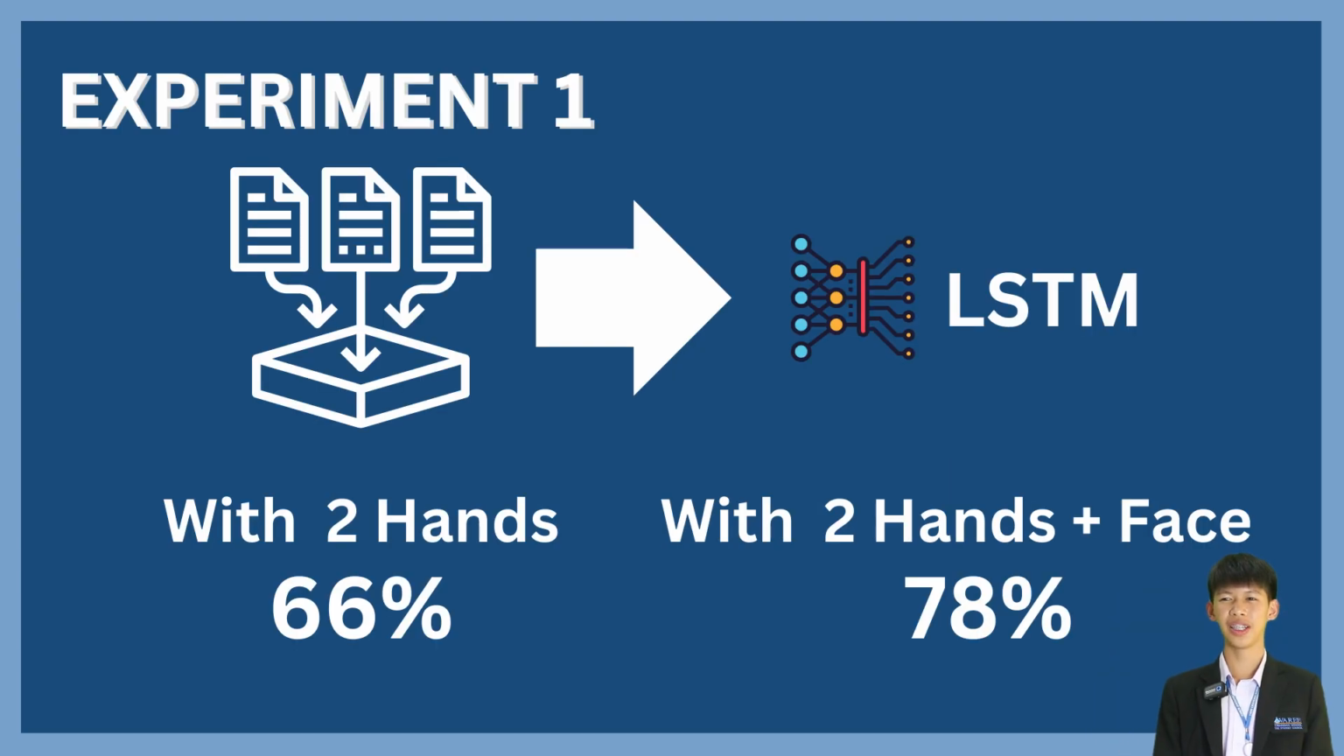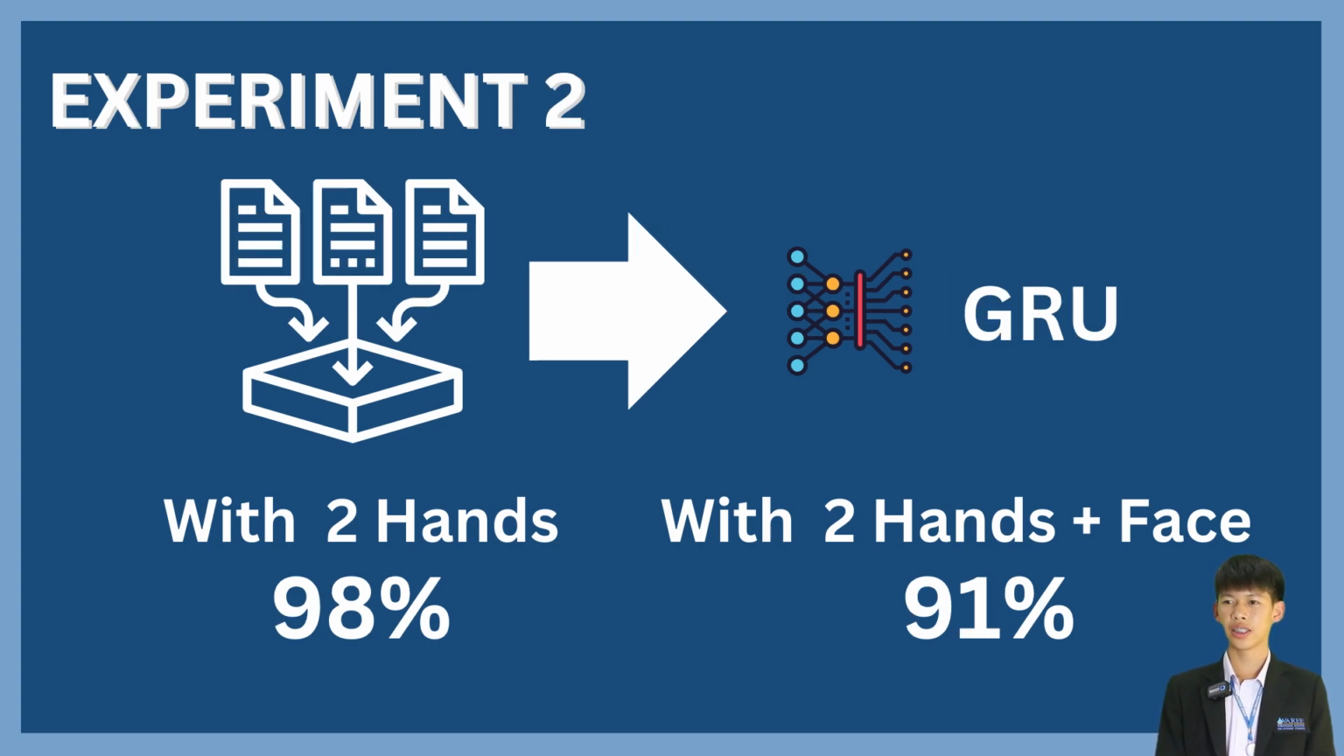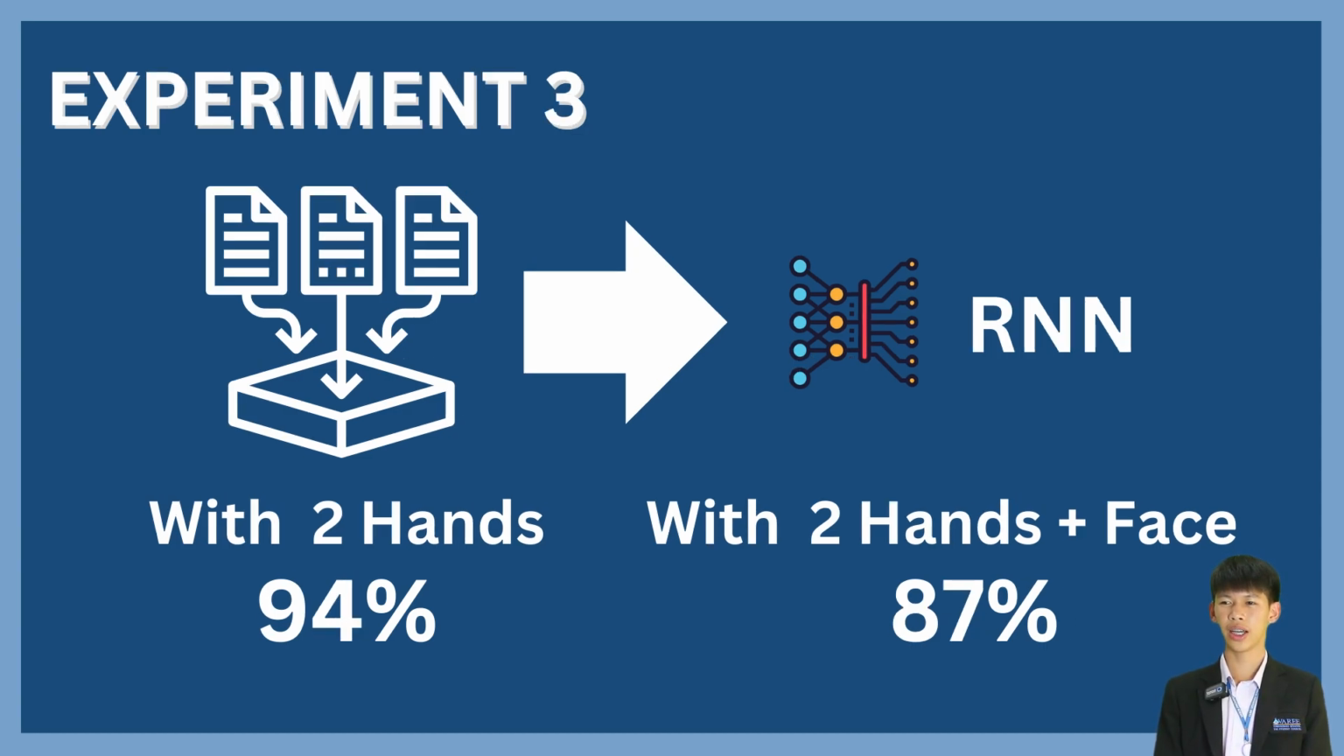Firstly, with the LSTM technique, the accuracy was 78% when generalizing only on hand gesture. Second experiment, with the GRU technique, the accuracy was 98% when generalizing only on hand gesture. Third experiment, with the RNN technique, 94% when generalizing only on hand gesture.